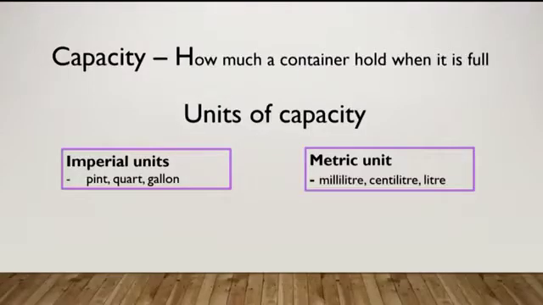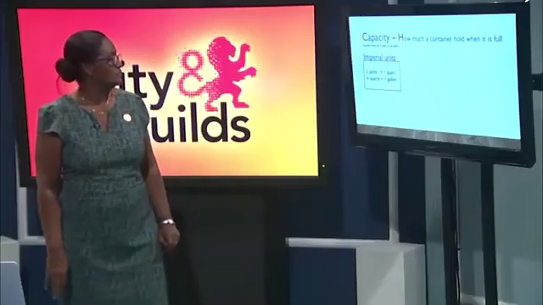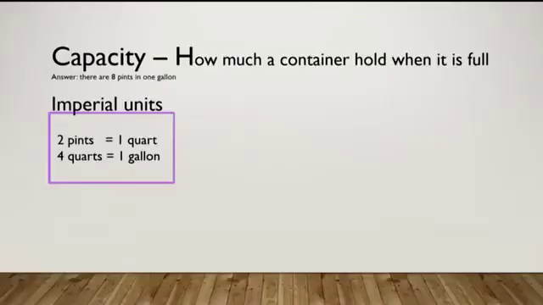So remember that capacity is how much a container holds when it is full. The units of capacity, as we said before, are the pint, quart, and gallon for the imperial, and for the metric, the milliliter, centiliter, and the liter. 2 pints is 1 quart, and 4 quarts is 1 gallon.